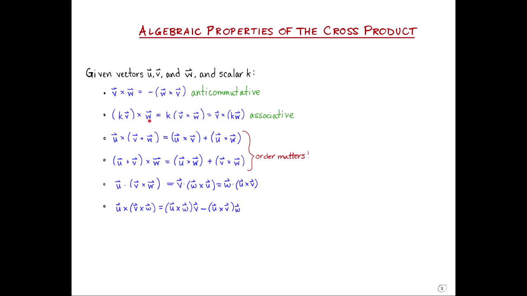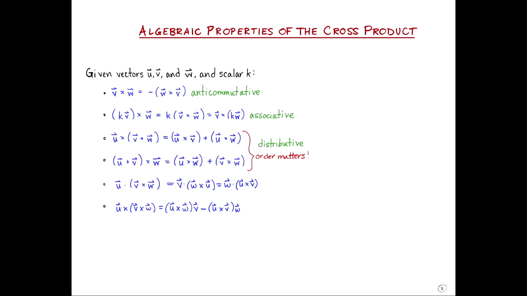The cross product obeys the associative property. kv cross w is equal to k times v cross w, which is equal to v cross kw. The next two properties are the distributive property. U cross v plus w is equal to u cross v plus u cross w. And u plus v cross w is equal to u cross w plus v cross w.